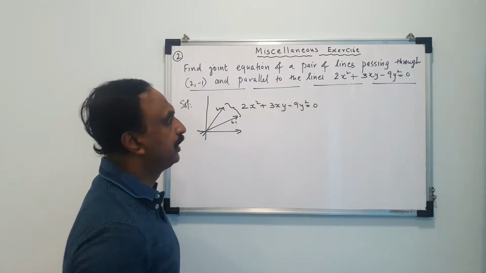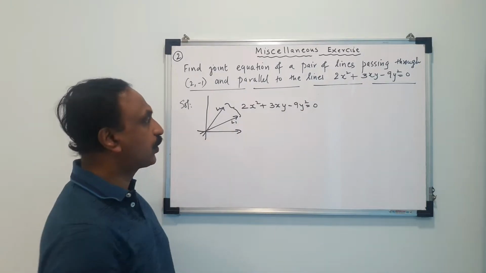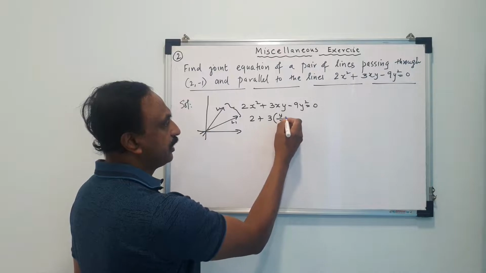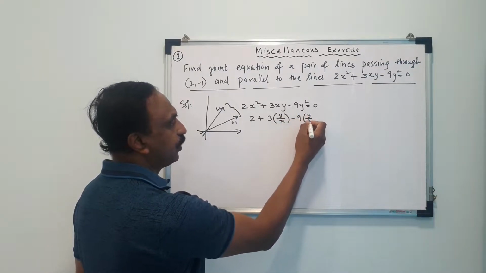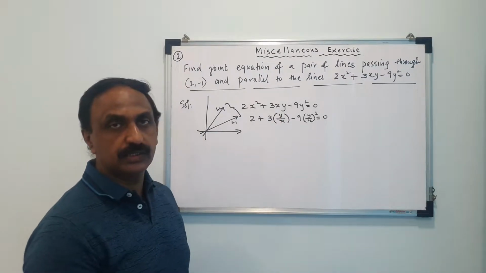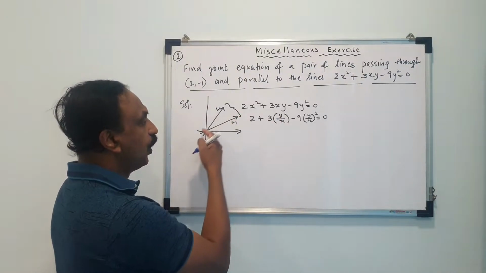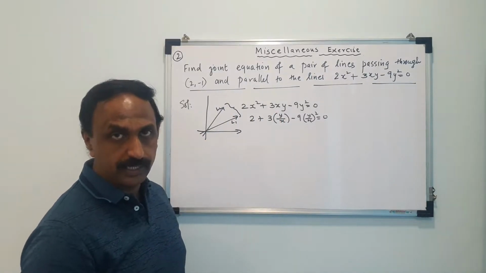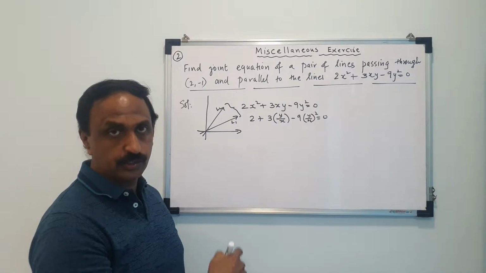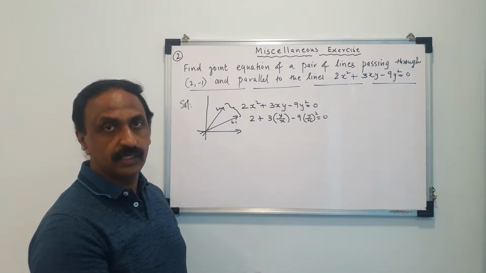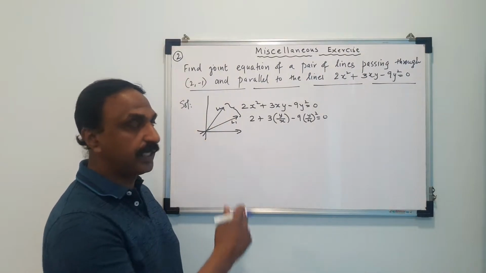If I divide this equation by x square, 2 plus 3 into y by x minus 9 into y by x the whole square equal to 0. This would be the equation. And this y by x would stand for the slope of the line. x comma y is any point on both the lines. Therefore, y by x stands for the slope of the two lines together, one single name for slope of L1 as well as L2.